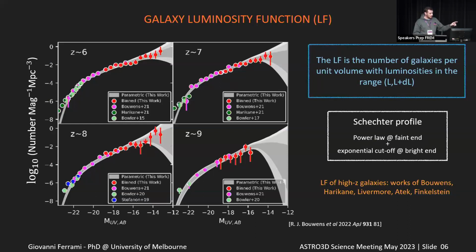Here I'm showing some results from Bowler et al. 2022 for redshift 6, 7, 8, and 9 galaxies. And those are quite well represented by this Schechter function, but I want you to notice on the very left of all these panels, so on the bright end, for magnitudes brighter than -22, we start to see a deviation from this Schechter profile.